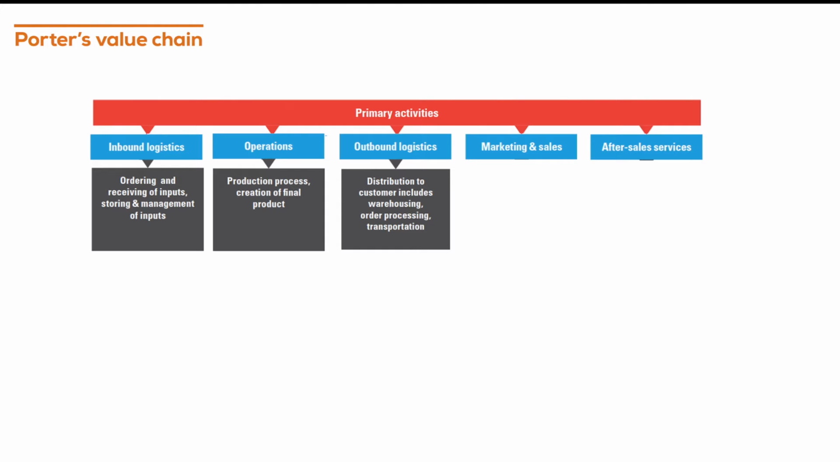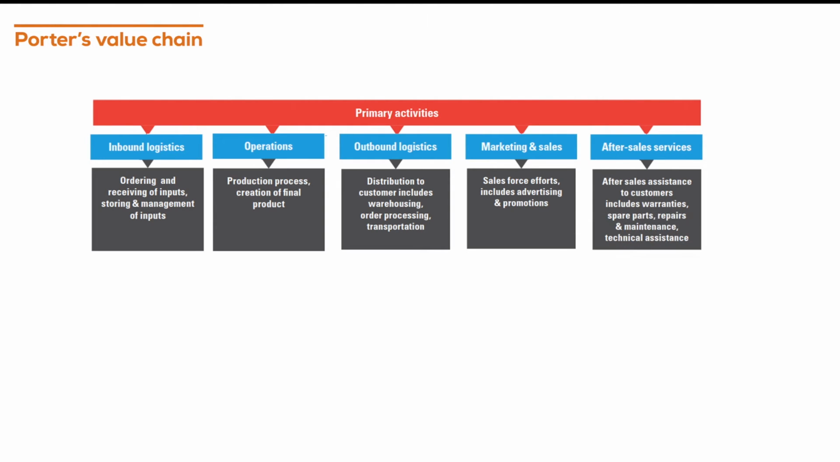When the product is formally completed, it is dispatched to the customer through outbound logistics. Meanwhile, outbound logistics is also linked to marketing and sales, which includes sales force efforts, advertising, and promotions. When the product has been launched, we, as the marketing and sales department, have to market that product so that customers are aware of it and can demand it. Then, when the product has been bought by the customers, there is after sales service.